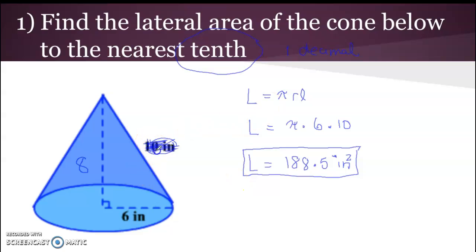So if this was not given, you would set this up as your L, that's your variable. So you would have done 6 squared plus 8 squared equals L squared. And 6 squared is 36. 8 squared is 64. When I add those two, I would get 100 equals L squared. Take the square root of both sides, 10 equals L. So then you know that the slanted height would have been 10.